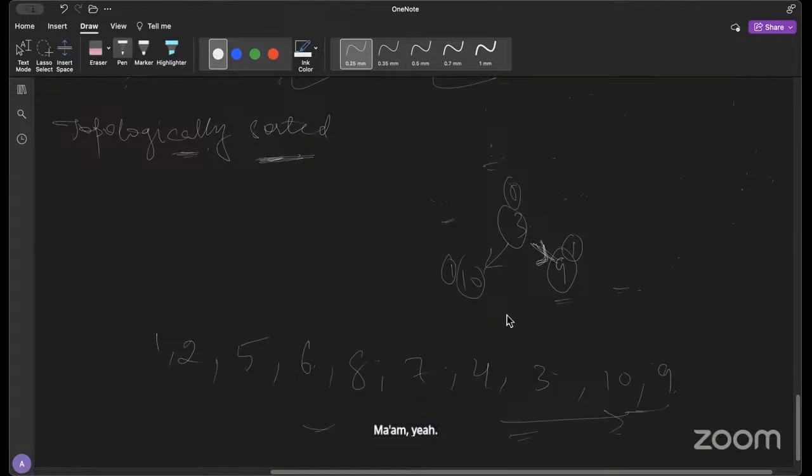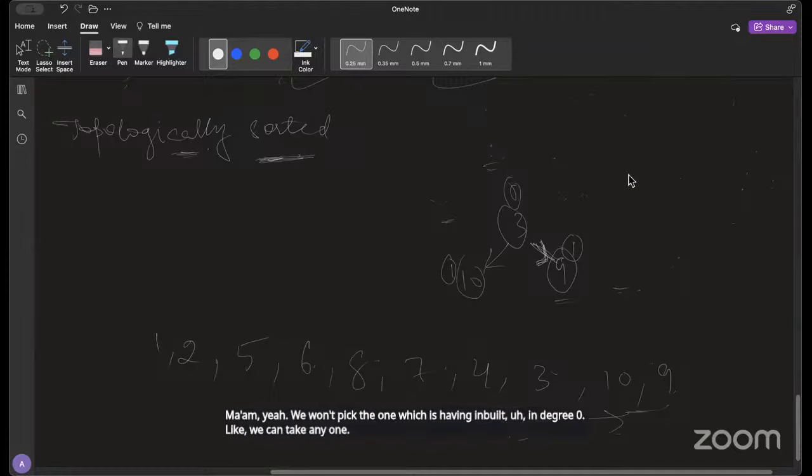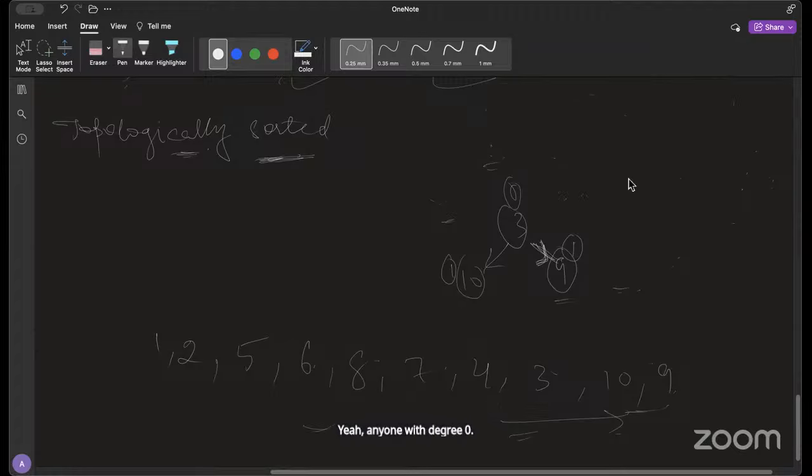We won't pick the one which initially has in degree 0. Like we can take any one. Yeah, anyone with in degree 0. But earlier there was one vertex which had 0, but we were ignoring it. It was 4, right? Yeah, ma'am. 4 here, and I thought it had in degree 0 initially, before it got in degree 0.